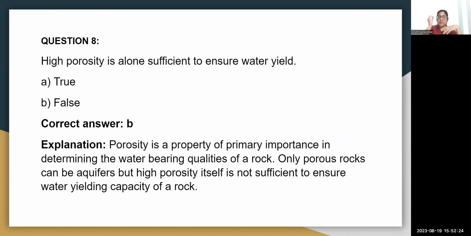So there's a property called permeability, the ease with which water will flow through the aquifer. And then also it is important what the material of the aquifer is. So all these also have a role in deciding the water yield from the aquifer. So high porosity alone is not sufficient. High porosity, the permeability, the material, everything plays a role in the water yielding capacity of an aquifer. So for this question, the correct answer is false. High porosity alone is not sufficient to ensure water yield.